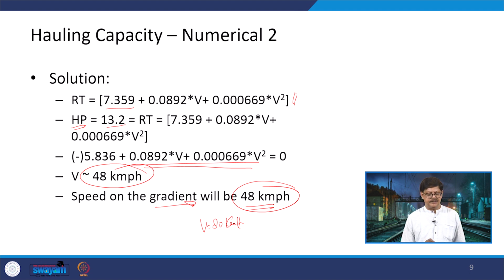So, the gradient has created a lot of difference. In the previous numerical which we discussed towards the end of the previous lecture, we also saw that we were expecting the train to move at a speed of 50 kilometers per hour, but because the hauling capacity was not available, being less than the resistances offered by the gradient, the train was not able to move at a speed of 50 kilometers per hour.